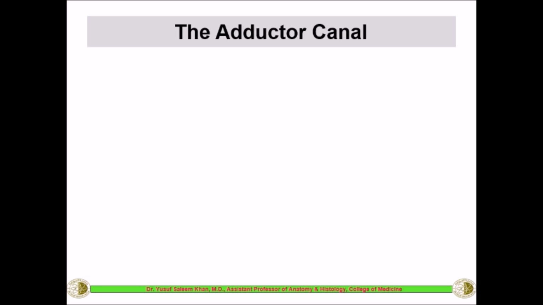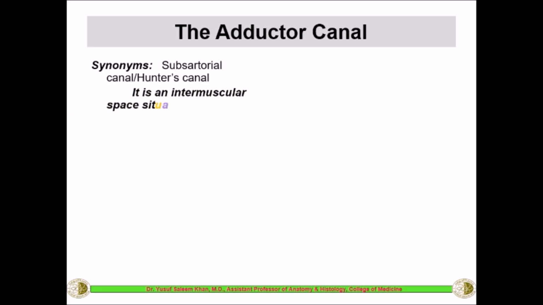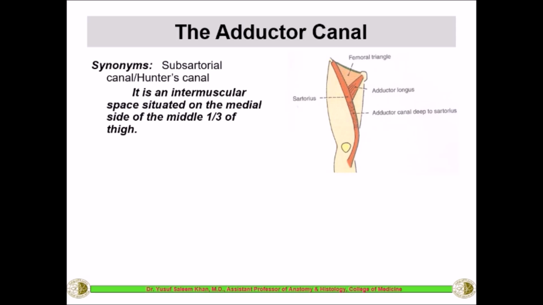Now, apart from these muscles as well as the nerve in the adductor compartment, there is also something called the adductor canal. This is also called the subsartorial canal, or the Hunter's canal. If you remember the femoral triangle, which is in the front of the thigh, it has a base toward the inguinal ligament, and the apex directed downwards. The apex is not totally sharp, but blunt, and it opens into a canal called the adductor canal.